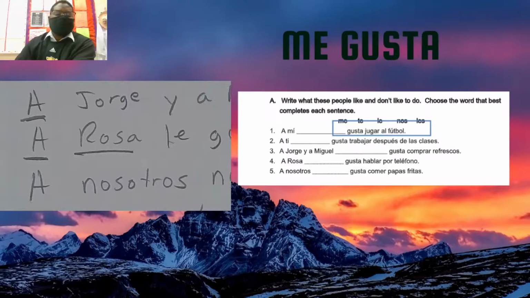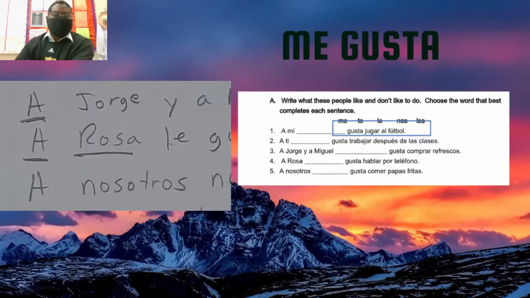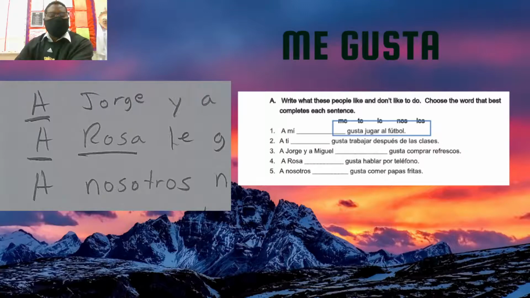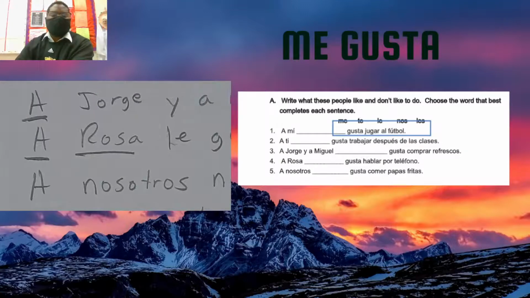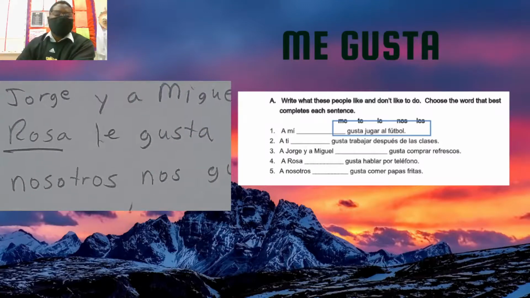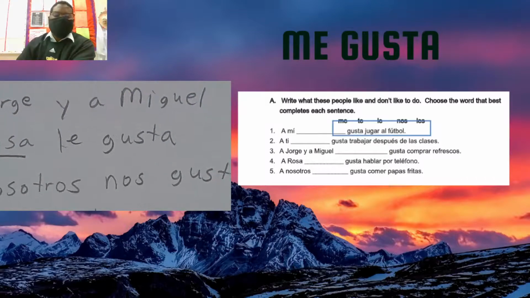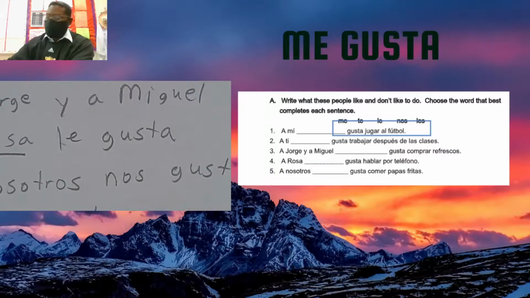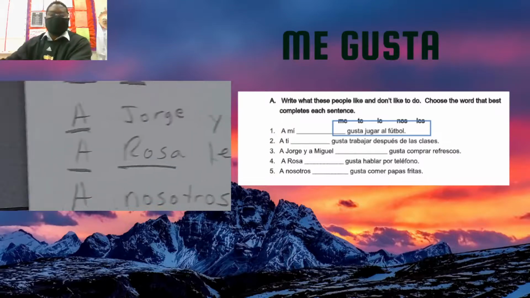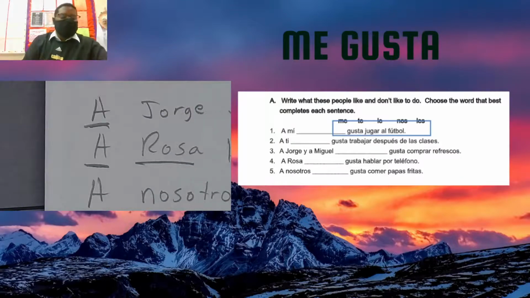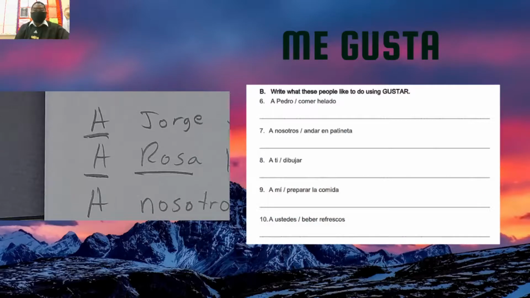And then lastly for this one, a nosotros. That is actually first person plural. A nosotros nos gusta. The IOP is nos. All right. Let's go to the last page and we'll be done.